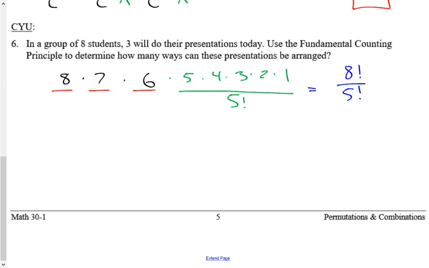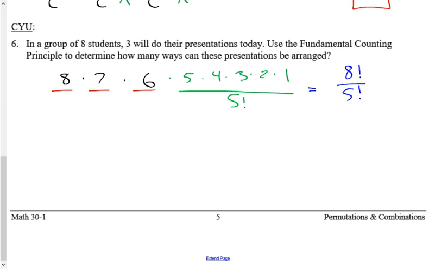Yesterday we said and means multiply. So guess what divide means? It would be like and not, or but not. So this is saying I'm going to arrange all 8 of my people, but I'm not going to arrange 5 of them. So that's why they get divided out, because that's what I'm not arranging.